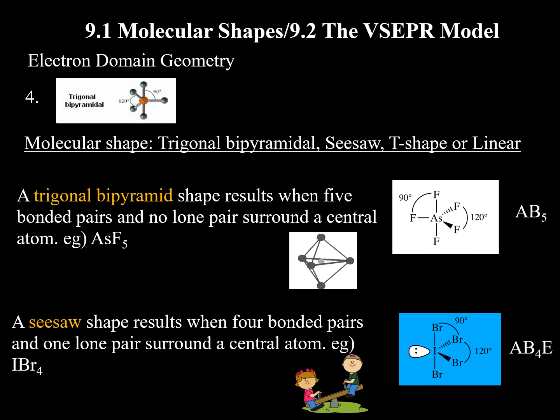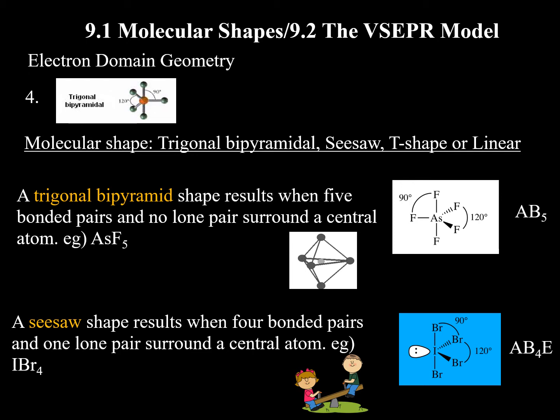So what are the shapes we talked about up to now? We had a linear shape, which has two bond groups and no lone pairs on the central atom. We talked about tetrahedral, which has four groups attached and no lone pairs. We talked about trigonal planar, which has three groups and no lone pairs. And we talked about bent, which has two groups and one lone pair, or two groups and two lone pairs. So we continue on with the next one, which is trigonal bipyramid.